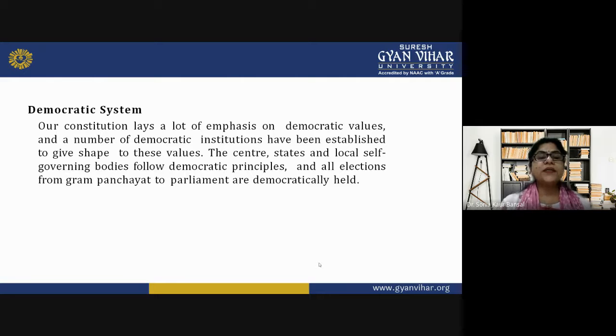And a very important democratic system. Our Indian Constitution lays a lot of emphasis on democratic values. A number of democratic institutions have been established to give shape to these values. The center, states, and local self-governing bodies follow democratic principles, and all elections from Gram Panchayat to Parliament are democratically held.